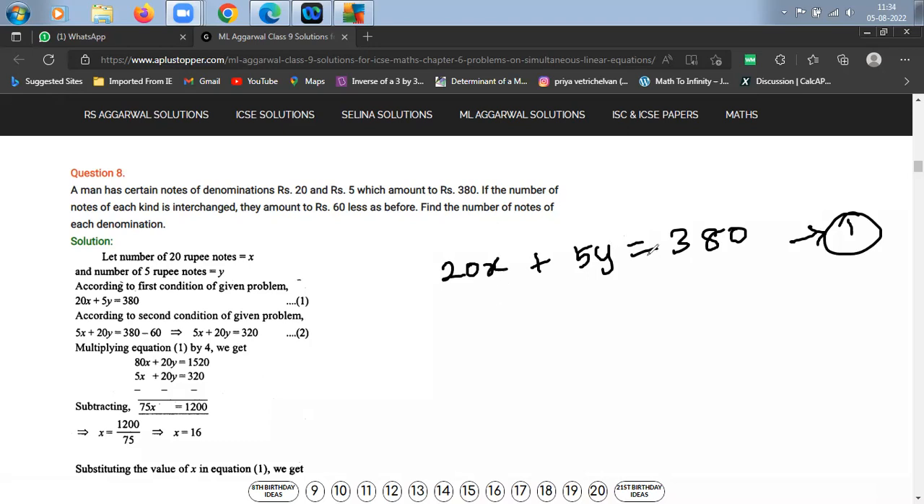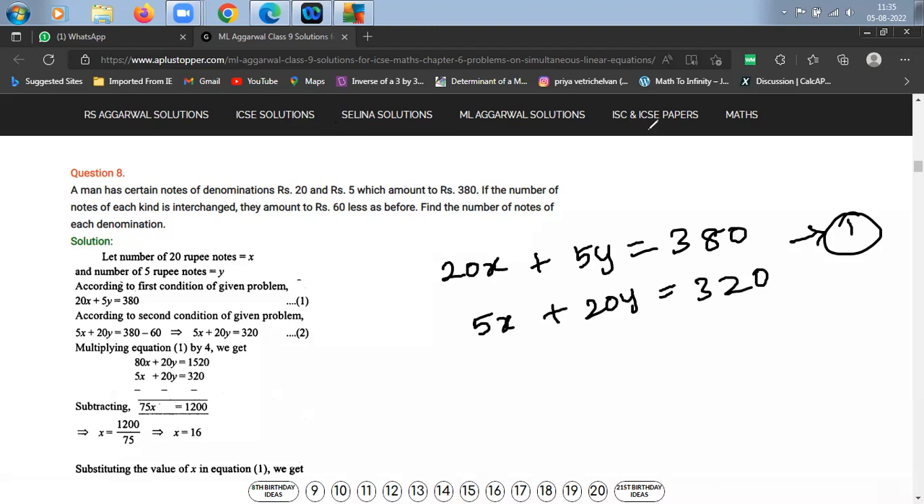So it's 20x plus 5y is equal to 380. The second equation is 5x plus 20y is equal to 320. So what do you have to do in order to cancel a single variable? You just have to equate their coefficients, isn't it? Either you can equate the coefficients of y and cancel out y by subtraction because both are plus, or else you can cancel x by multiplying the second equation by 4 and do the subtraction. That is also fine. Anything is okay.